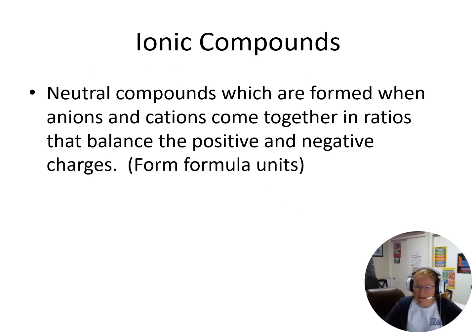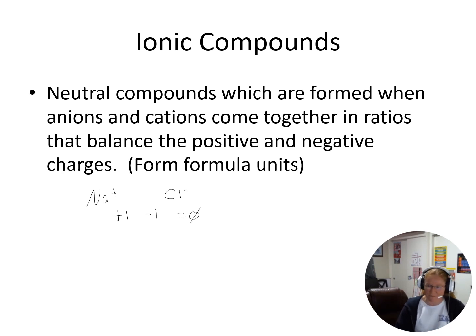Our ionic compounds are neutral, so we charge balance, and they form these formula units. If I look at our most simple example, sodium chloride, sodium is a +1 and chloride's the -1. This one's easy. +1 and -1 already give me a zeroed out. +1 -1 equals 0. There we go, neutral. So my formula for sodium chloride is just NaCl. Makes it nice and easy.